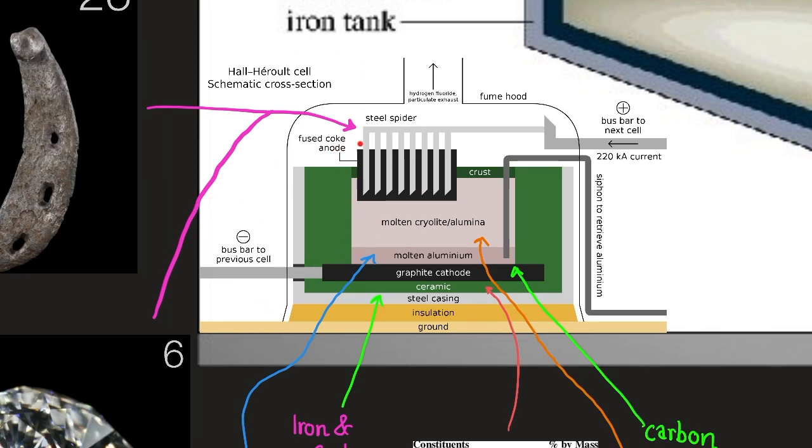Here's the bus bar to the previous cell. Here's the fused coke anode. Here's the steel spider. Here's the hydrogen fluoride particulate exhaust. Here's the fume hood. And here's the bus bar to the next cell, because again, they're cells. They're all reduction pots. And here's the electricity. And here's the positive and the negative. And here's the siphon to retrieve the aluminum.